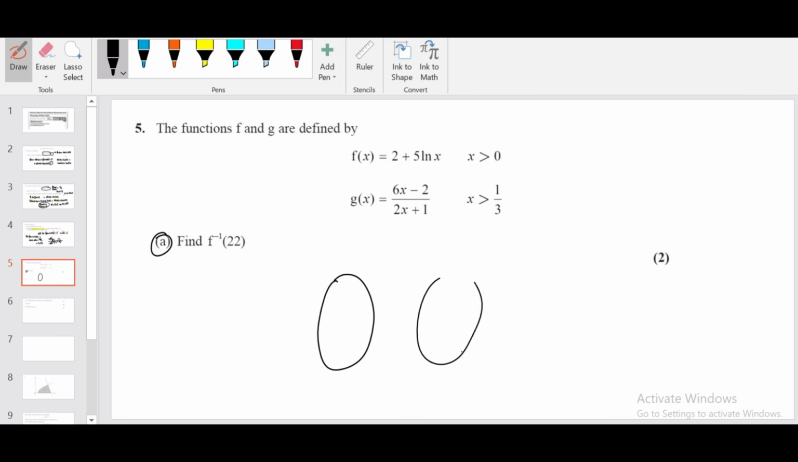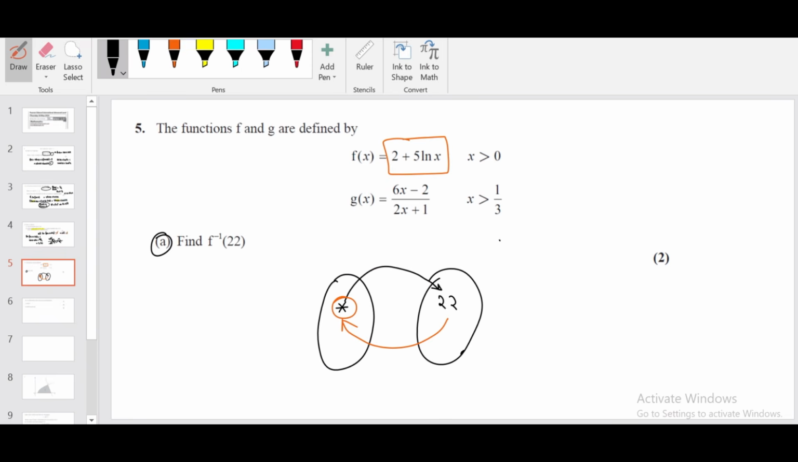Think about it this way. This is 22 now. There is some value here that is mapped onto 22, right? So now they want you to find f inverse of 22. So this input will be in this form. Only thing, we don't know the value of x. That's what we need to find.